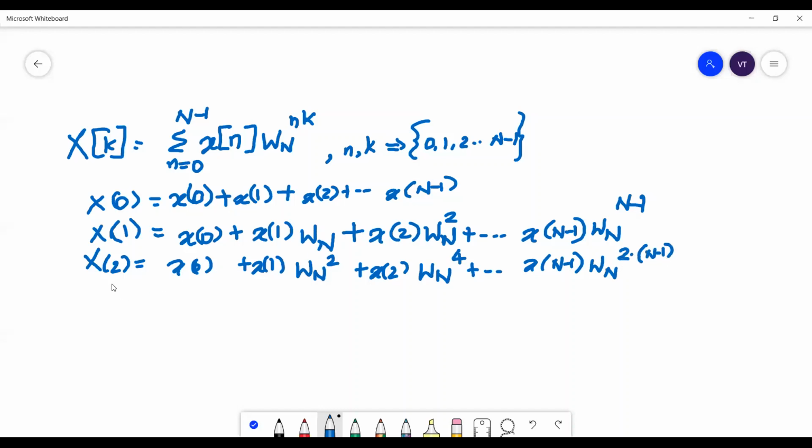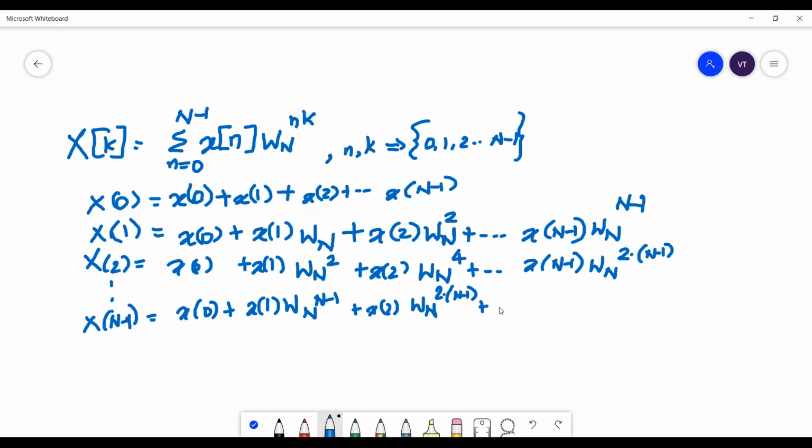Is that clear? Continuing like this, I can write the expression for X of N minus 1. X of N minus 1 would be x of 0 plus x of 1 into W_N raised to N minus 1, plus x of 2 into W_N raised to 2 into N minus 1, plus etc. up to x of N minus 1 into W_N raised to N minus 1 into N minus 1, where n is N minus 1 and k is also equal to N minus 1.